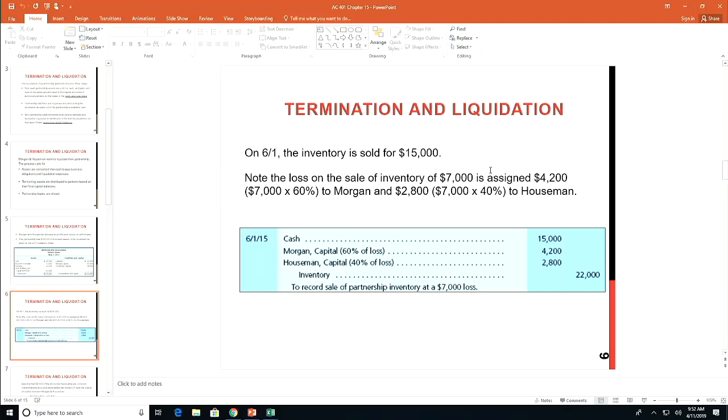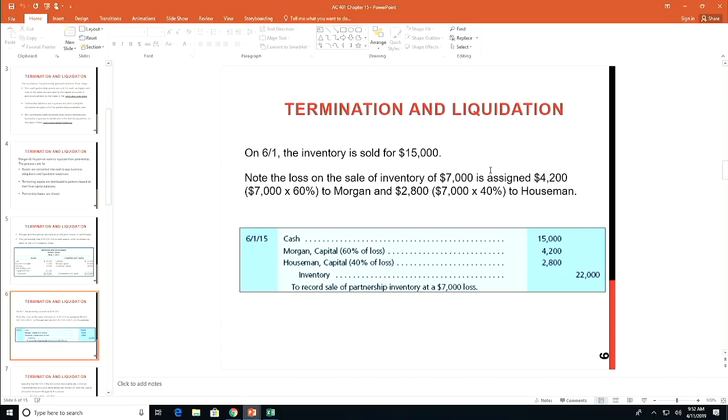Of course, it's a loss. It will reduce our capital. It will have a negative impact on our capital. So let's allocate this loss. Two people here, Morgan will bear 60% of this loss, $7,000, 60%, which is $4,200. Houseman will bear 40% of the loss, $2,800. So this is a loss. Loss, of course, will have a negative impact or reduce their capital. So we debited their capital. Instead of debiting loss, we are debiting their capital.